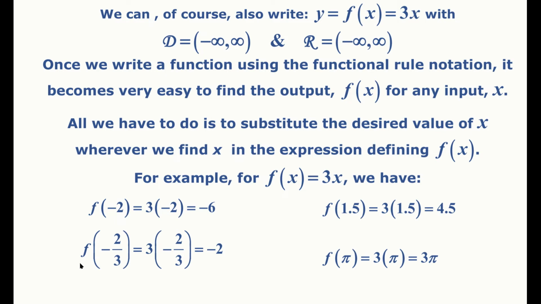If we want to know what is the output of the function when the input is negative 2/3, we'll do the same thing. We'll multiply 3 by x, which is negative 2/3, and of course we get negative 2. Same thing goes with all these other inputs as well, regardless of whether they're rational or irrational, simple or more complicated. So f of 1.5 equals 3 times 1.5, which is 4.5. f of pi is going to be 3 times pi, which we can just leave as 3 pi. Or as we saw on the other screen, we can substitute and get something around 9.42, etc.